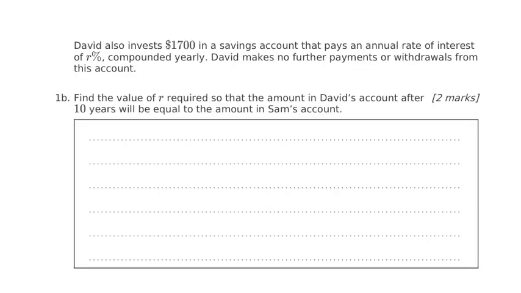David also invests $1,700 in a savings account that pays an annual interest rate of R%, compounded yearly. David makes no further payments or withdraws from this account. 1B. Find the value of R required so that the amount in David's account after 10 years will be equal to the amount in Sam's account. Again, do this using your financial solver.